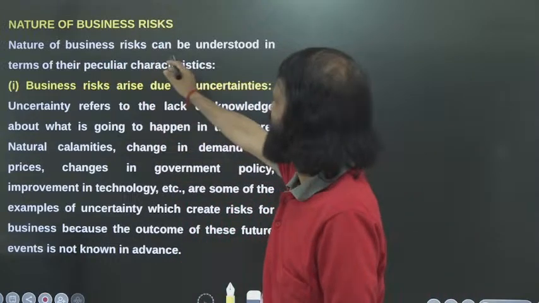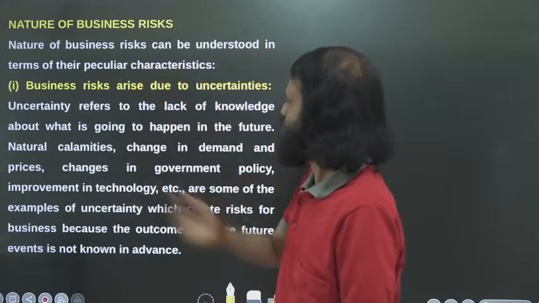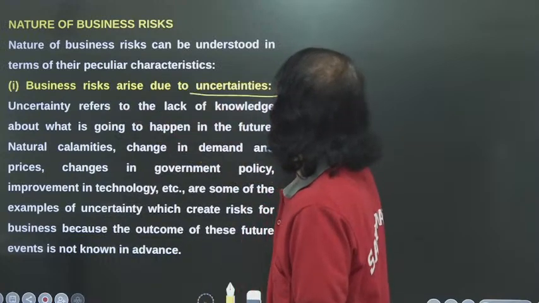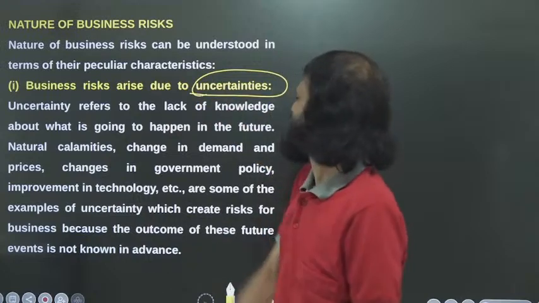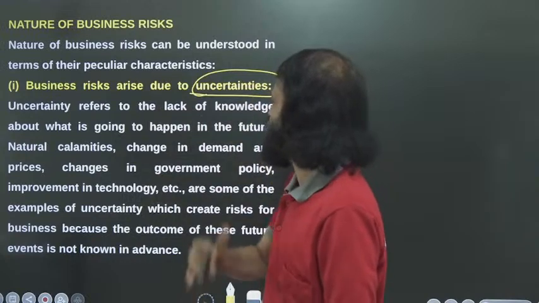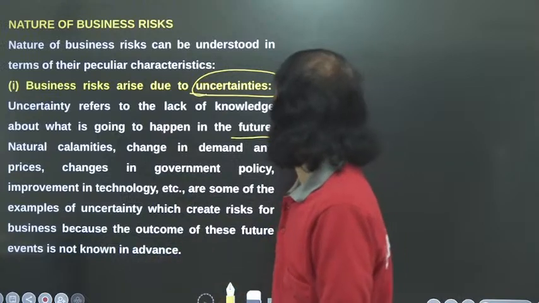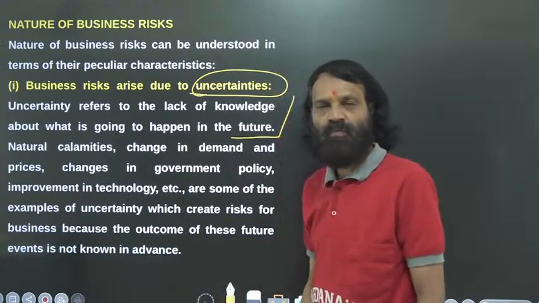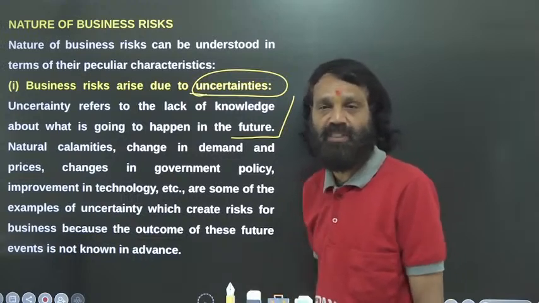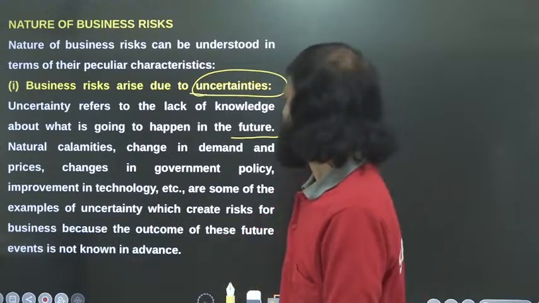Nature of business risk can be understood in terms of its peculiar characteristics. We can see business risk arises due to uncertainties. Of course, there are always uncertainties in the market. Uncertainty refers to the lack of knowledge about what is going to happen in the future. We don't know what will happen tomorrow in the business. What kind of business will take place tomorrow, we cannot say. Even in our life we cannot say what will happen in the next moment.